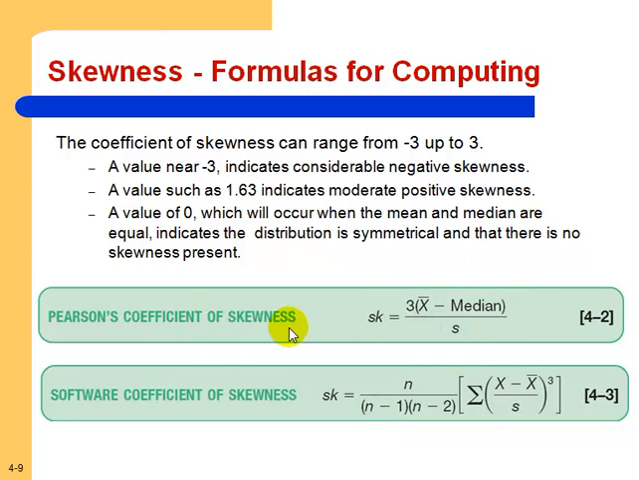For Pearson's coefficient of skewness, the skewness can range from -3 up to 3. A value near -3 indicates a considerable negative skewness. A value such as 1.63 indicates moderate positive skewness. A value of 0, which will occur when the mean and the median are equal, indicates the distribution is symmetrical and there is no skewness present. Also you can tell if the coefficient of skewness is 3, that means considerable positive skewness.